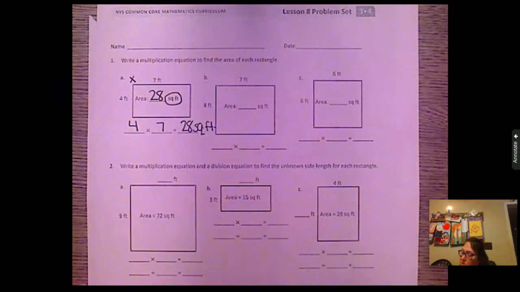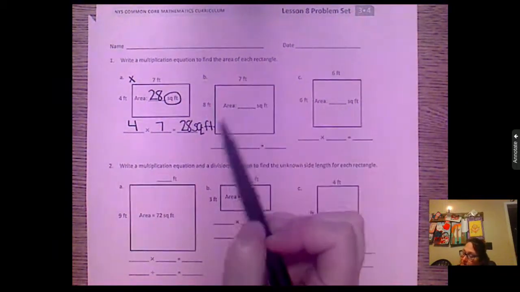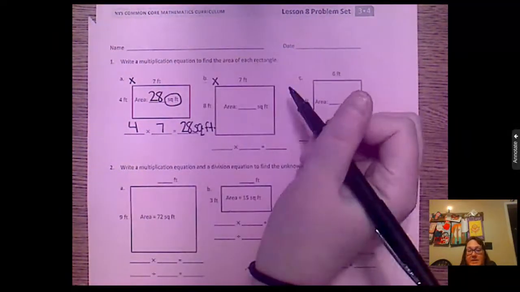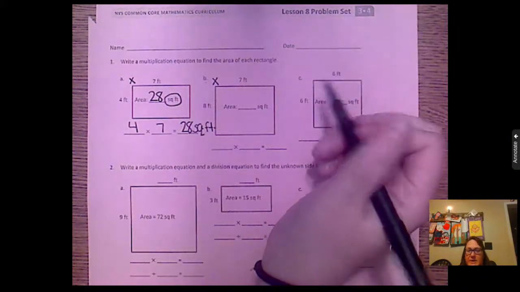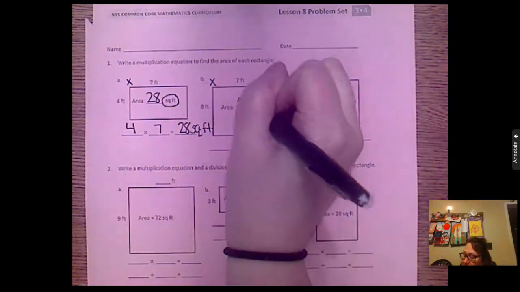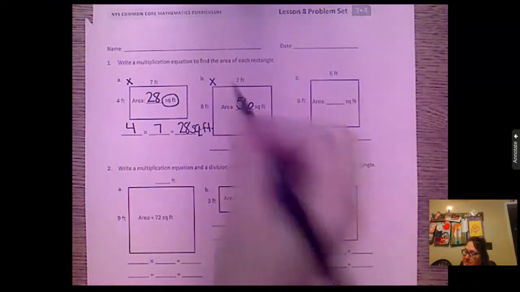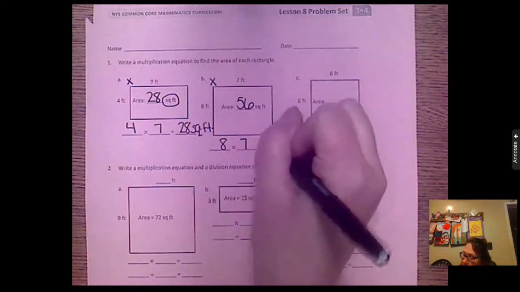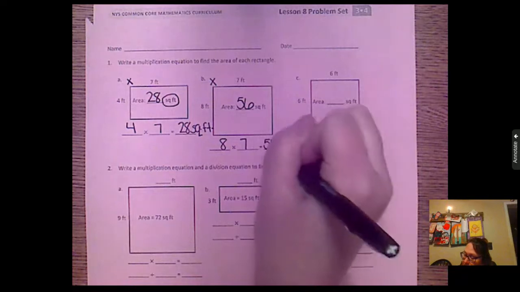Okay, so we'll do B together as well. We have 8 times 7, so we can count by 8 or we can count by 7. I think I'm going to stick with Sergeant 7, so I'm going to count by 7s 8 times. Ready? Count with me. 7, 14, 21, 28, 35, 42, 49, 56. Stop. So that equals 56 square feet. Okay, and then I'm going to plug in my side lengths here into my equation. So I have 8 times 7 equals 56 square feet.